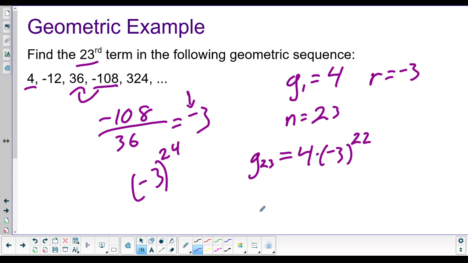All right. Now we put this thing in our calculator. Don't forget the parentheses around the negative thing. Otherwise, your exponent will mess up. And we get, holy smokes, I was right. This is a big number. G23 equals, let's see. Let me write it down, and then I'll put the commas in, and then we'll figure out how to say this thing.